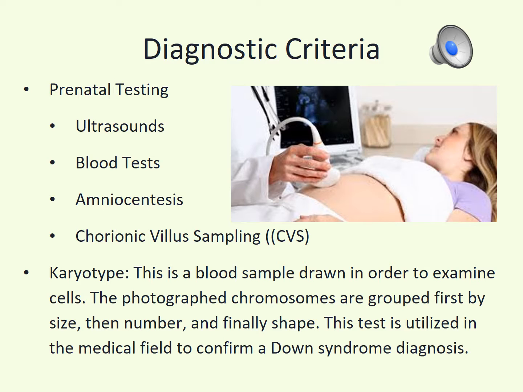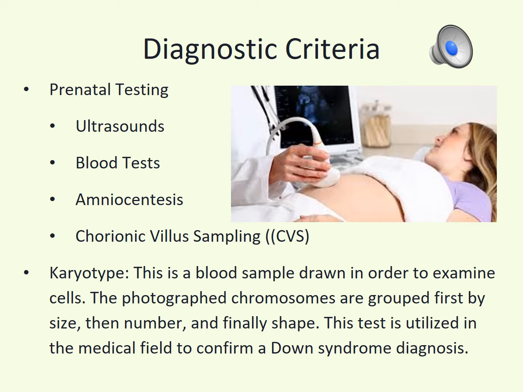CVS is another form of in-depth prenatal testing. It involves removing a tiny piece of tissue from the placenta. Under ultrasound guidance, the tissue is obtained with a needle inserted through the abdomen or the cervix. The tissue is then cultured, and a karyotype analysis of the chromosomal makeup of the cells is performed.